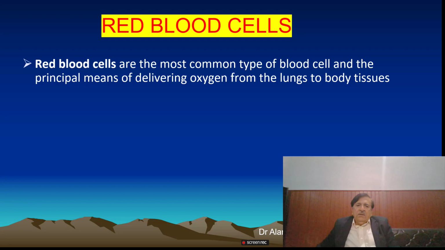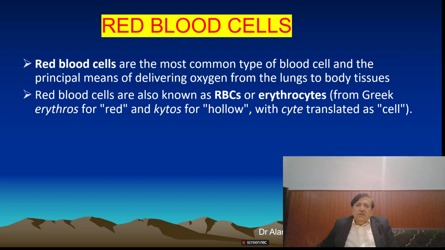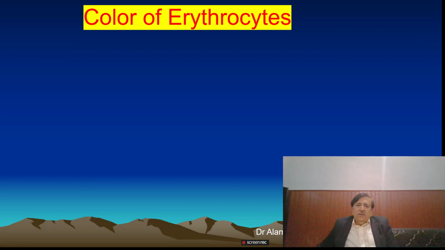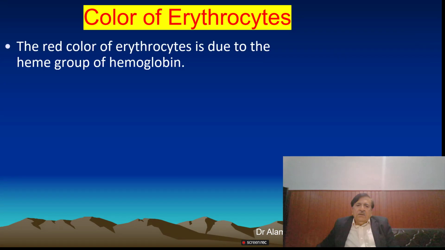Red blood cells are the most common type of blood cell and the principal means of delivering oxygen from the lung to the body tissue. Red blood cells are also known as RBCs or erythrocytes, from the Greek words erythros for red and kytos for hollow, which cyte translated as cell. A schistocyte is a red blood cell undergoing fragmentation or a fragmented part of the red blood cell.